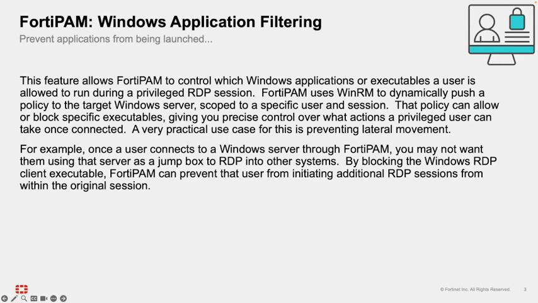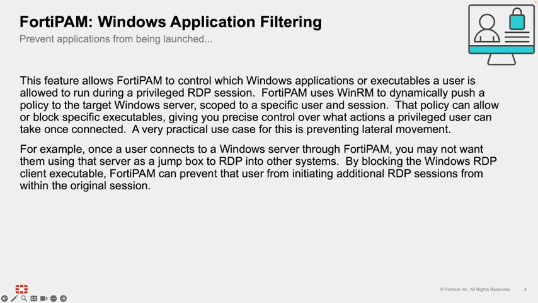Now let's shift to Windows Application Filter for RDP sessions. This feature allows FortiPAM to control which Windows applications or executables a user is allowed to run during a privileged RDP session. FortiPAM uses WinRM to dynamically push a policy to a target Windows server scoped to a specific user in session. That policy can allow or block specific executables, giving you precise control over what actions a privileged user can take once connected.